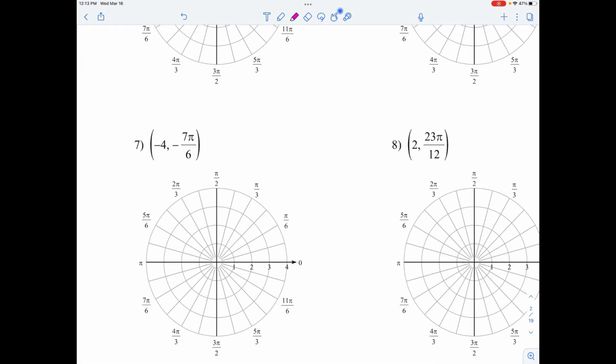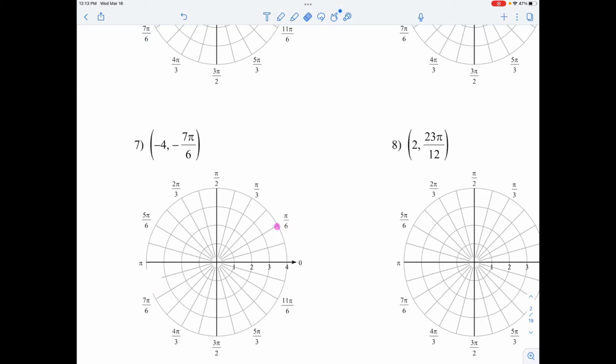So negative 7 pi over 6. This is 7 pi over 6, so negative 7 pi over 6, we would go all around back to the first quadrant to pi over 6. And then at pi over 6, if this had been just 4, negative 7 pi over 6, that would be here. But since it's negative 4, negative 7 pi over 6, now we go here. Oh, sorry, I took the wrong one. We go there.